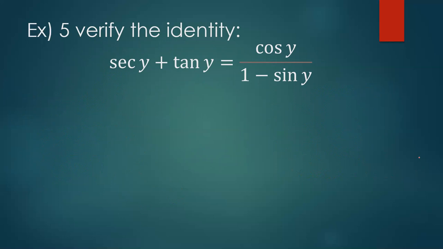So example 5. Same idea: verify the identity. We have secant y plus tan of y equals cosine of y divided by 1 minus sine of y. The first step is pick a side. I'm going to pick the right side.